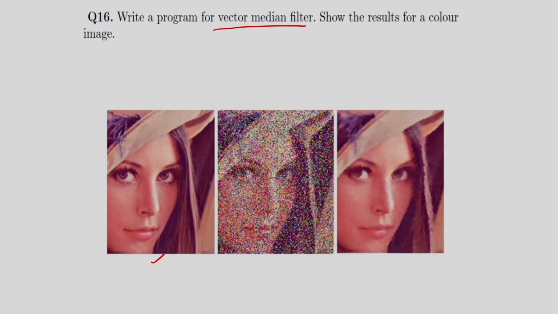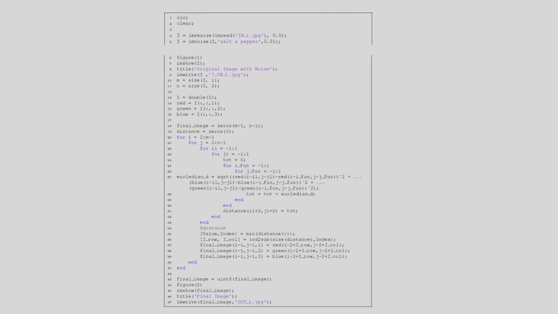So what is the program for this? You can see, first I am considering the original image, and after this I am applying the salt and pepper noise, and we can display the original image with noise. After this, mainly I have to determine the distances. So I have to consider one window, and in this window I have to consider the distances in terms of RGB value. That is nothing but the Euclidean distance I have to determine.